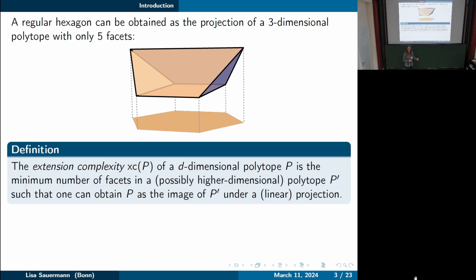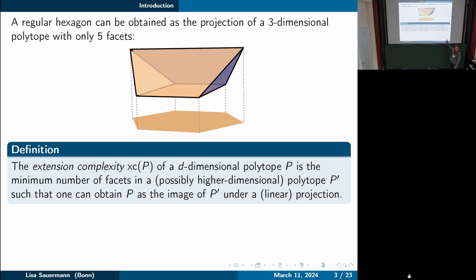And so this now motivates the definition, which is written here. The extension complexity of a polygon, or more generally of a d-dimensional polytope, is the fewest number of facets needed to get that polygon or polytope as a projection. So more formally, the extension complexity of a d-dimensional polytope P is the minimum number of facets in a possibly higher dimension polytope P prime, so that one can obtain P as the image of P prime under linear projection.